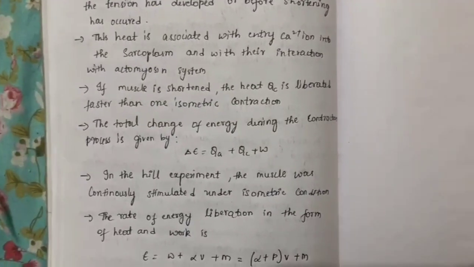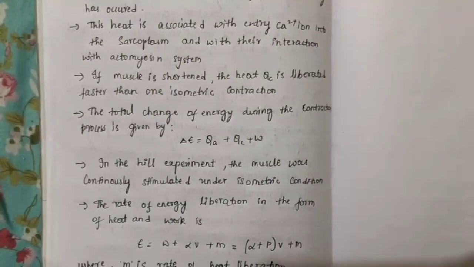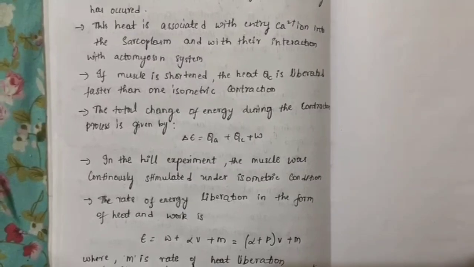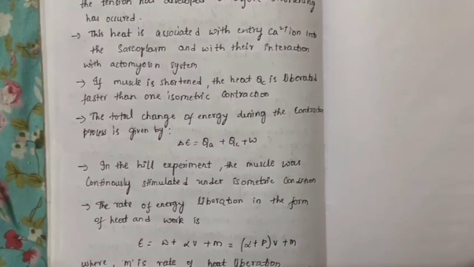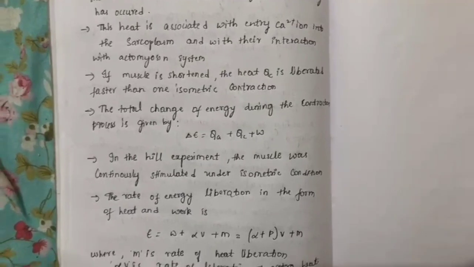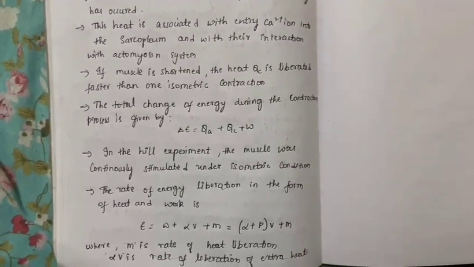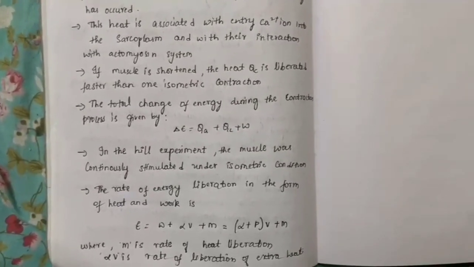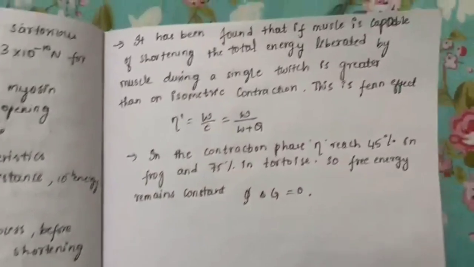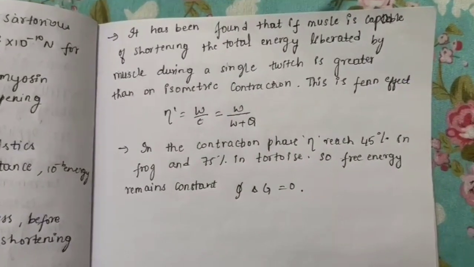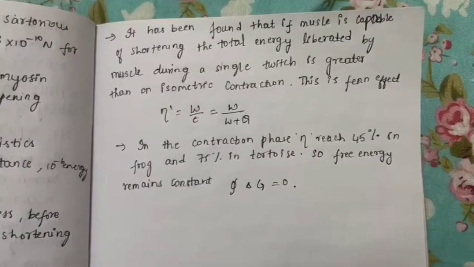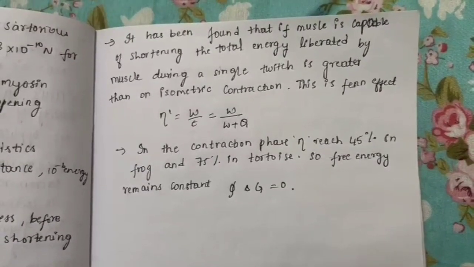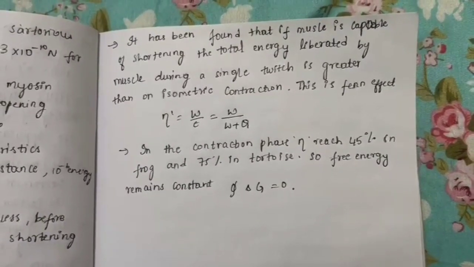The rate of energy liberated in the form of heat and work is E dot equals W plus alpha V plus M, equals alpha P plus V into M plus M, where M is the rate of liberation and alpha is the rate of liberation of the extra heat. It has been found that if the muscle is capable of shortening, the total energy liberated by the muscle during a single twitch is greater than in isometric contraction.